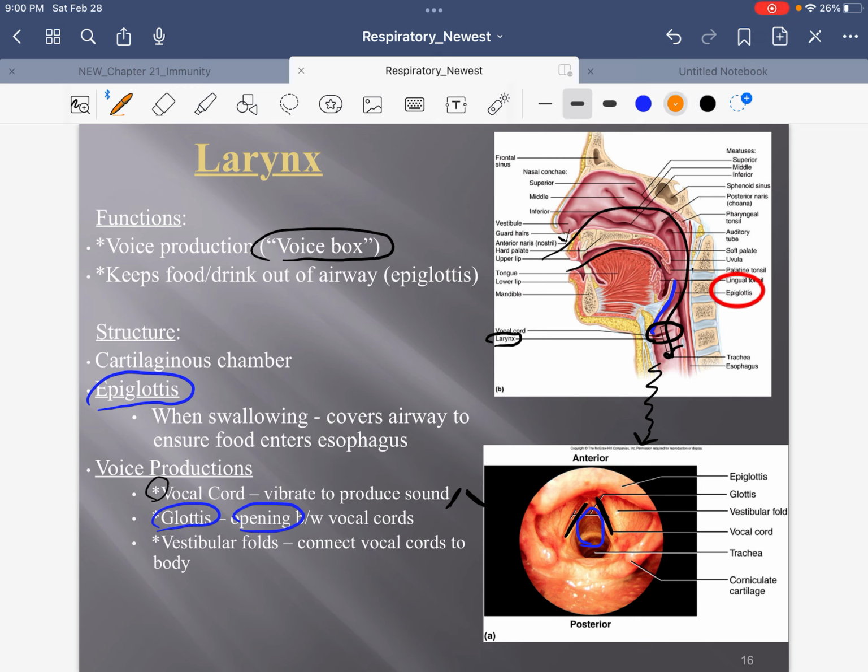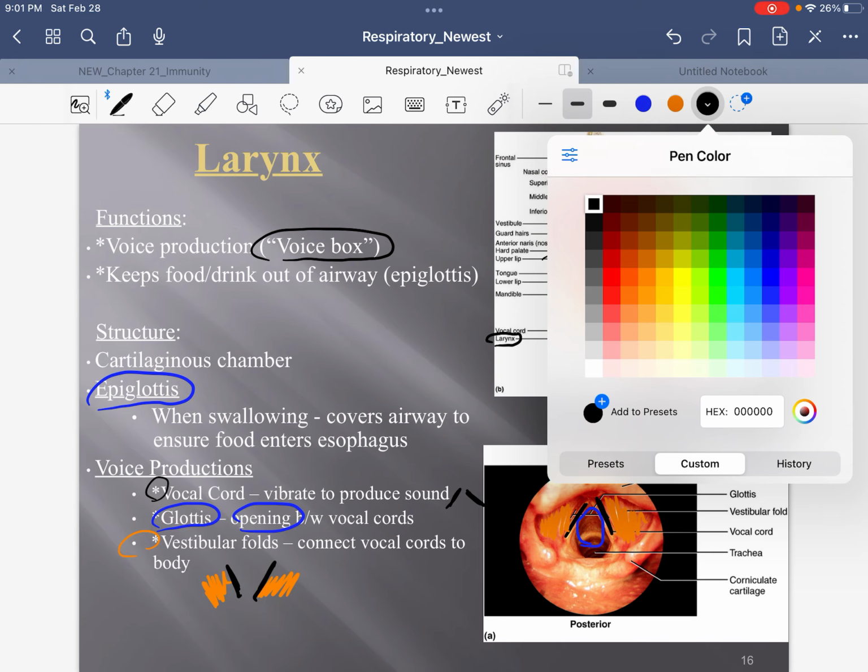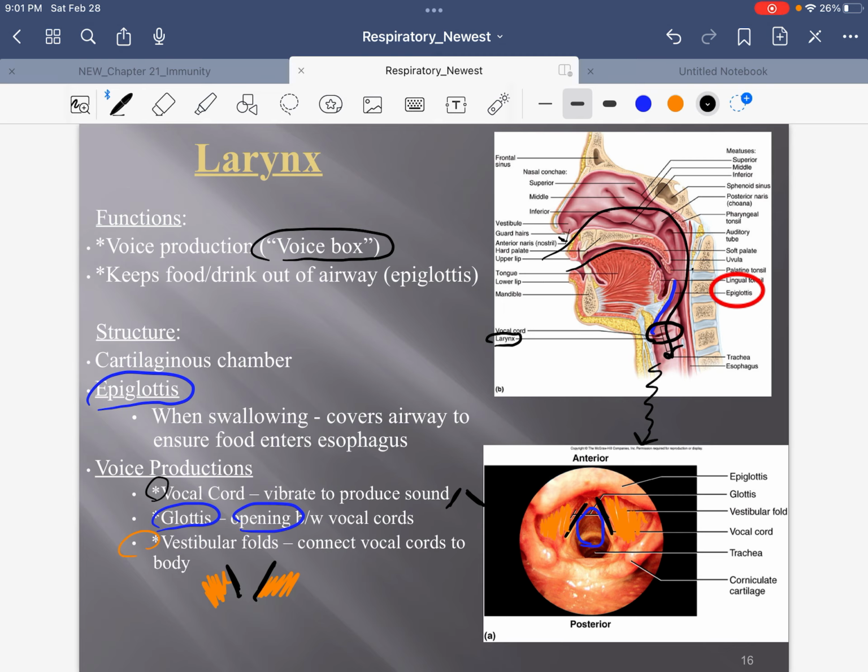Keeping the vocal cords in place are these areas, it's almost like a little curtain thing, called the vestibular folds. These are the little areas that connect the vocal cords to the body. So the black is only the vocal cords, just those particular little flaps. But the flaps are connected to the rest of the respiratory tract by the vestibular folds.